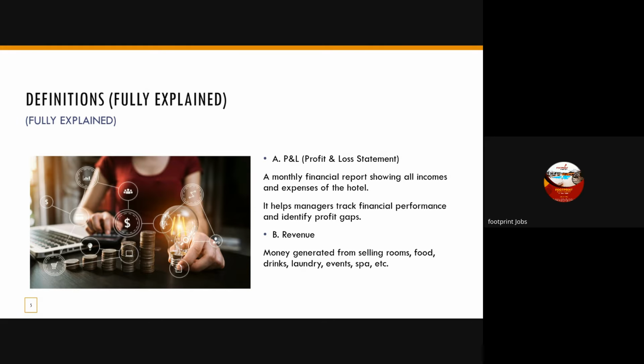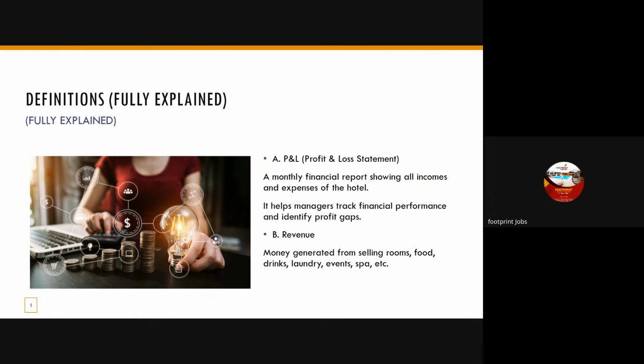So the profit and loss statement is something that every manager, be you a line manager or a front office manager, should be able to read. Even if you're not an operations manager or a general manager, you shouldn't lack knowledge of your profit and loss statement. So number one that we talked about is profit and loss, a statement showing all your incomes and expenses at the end of the month.